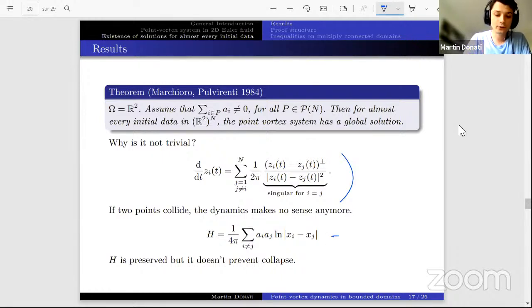Even if you have the conservation of the Hamiltonian, this is a Hamiltonian system, the fact is, since we don't know anything on the sign of the masses, this doesn't prevent collapse. If we know that all the masses have the same sign, it's a different story, obviously.